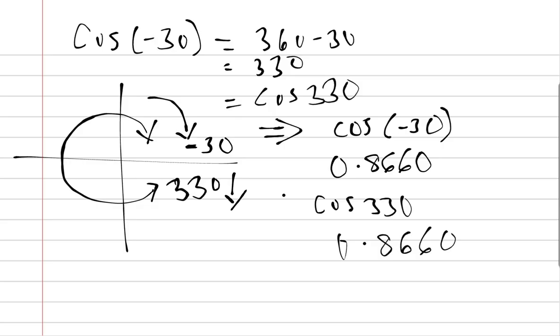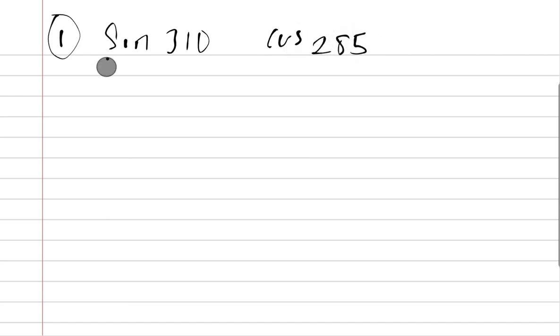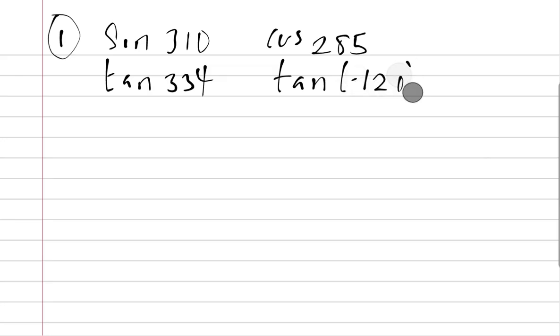Opposite each other. So let me give you assignments so that you can also practice. Do the following assignment. Do sine 310 and tell us the value. Do cos 285. And then also do tan 334, then also tan minus 120. You tell us the answer of this also in the comment section.